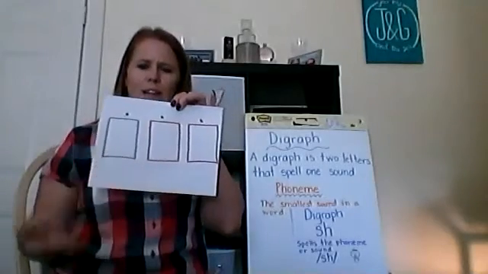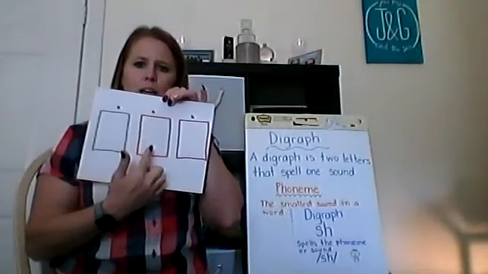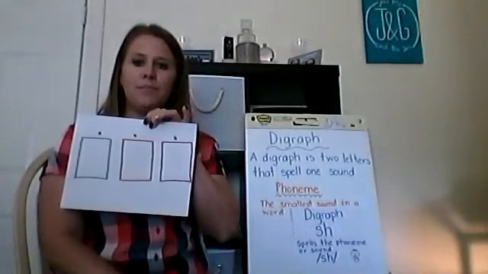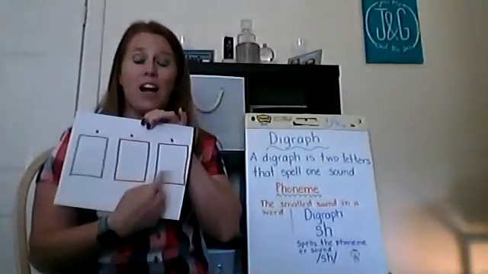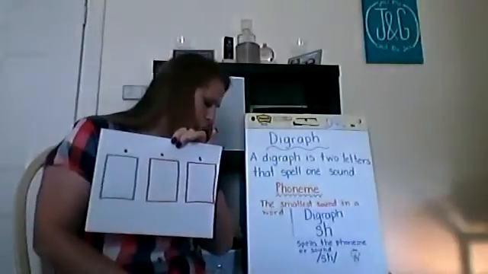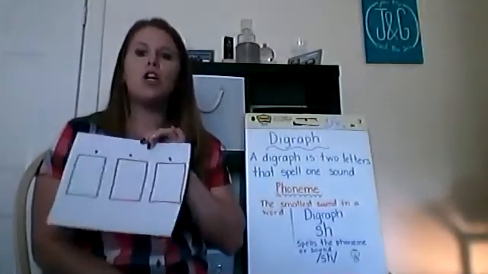And where do we think we hear that sound? D, sh. Where is that digraph? You're right, it's in that last box there. Shh, it's at the end of the word. Great job, everybody. Okay, we have one more word, and it's shut.